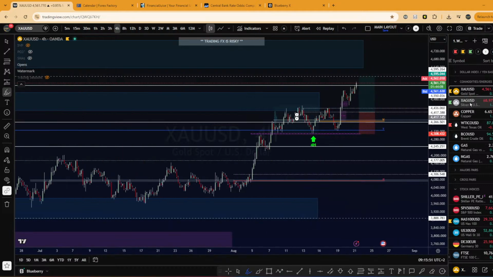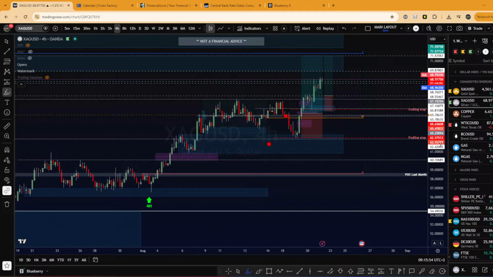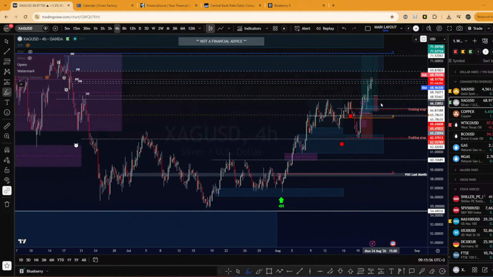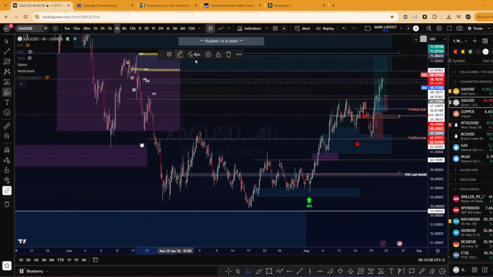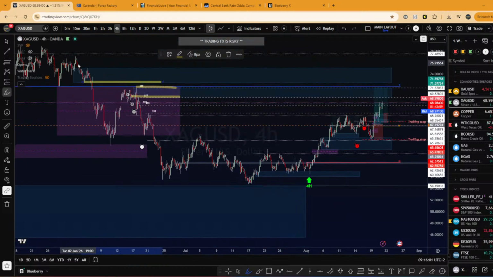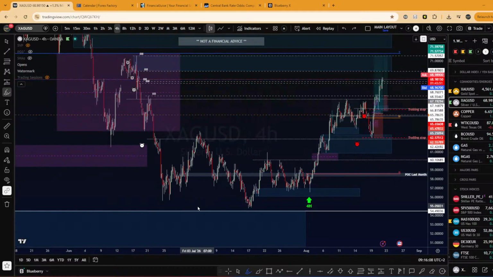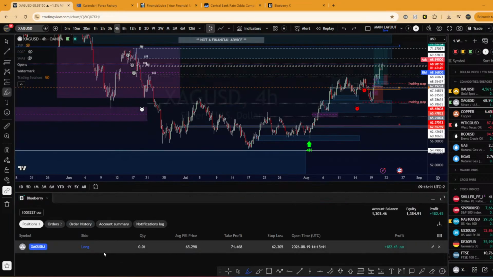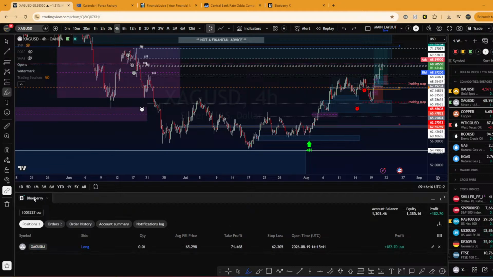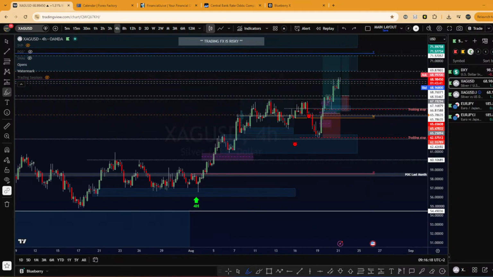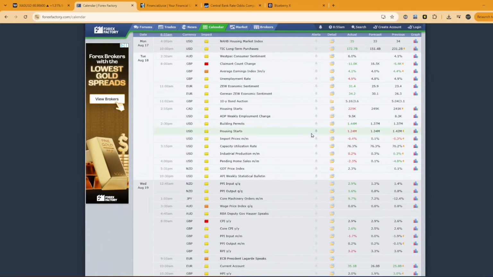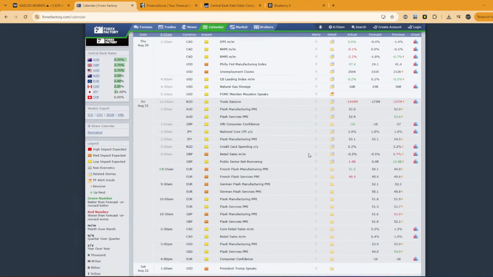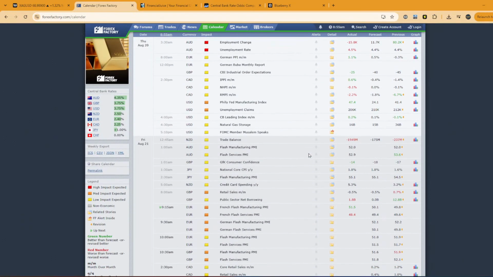But what I'm currently in is silver. Silver, I still think we have some room to target this level here. So my final target is the yearly open, this blue line. As you can see, I'm currently in profit, a nice profit for this trade on silver. So I think we had the news release on PMI, on Euro PMI.